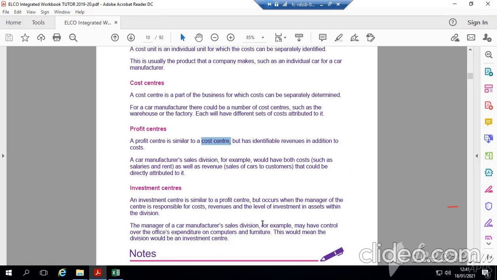So that's why the manager is obviously responsible for the investment center in each different center.